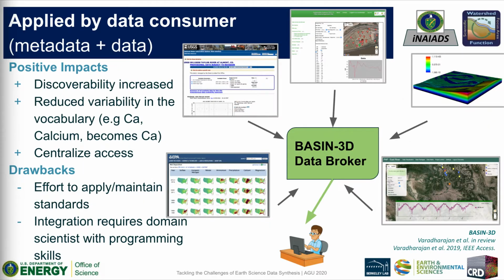In this next approach by Watershed Function SFA and iNIADS, a data brokering framework was developed called Basin 3D that integrates data and metadata from disparate heterogeneous data sources and applies a standard to the metadata and data for use by downstream users, as you can see from this graphic. For downstream users, this increases the discoverability of the data through integrated search across data sources. It removes the variability in the vocabulary, such as variable names, and provides centralized access to download the data.